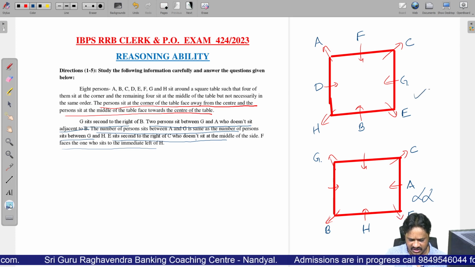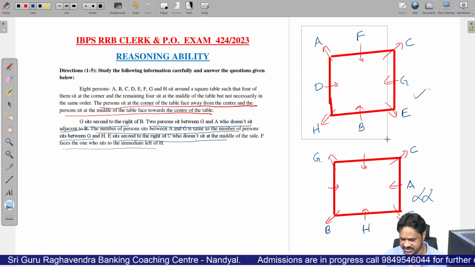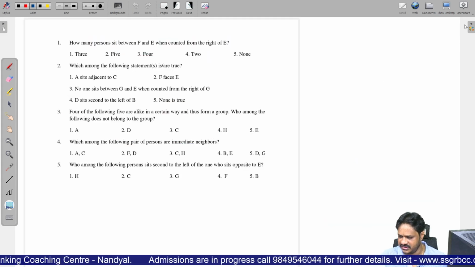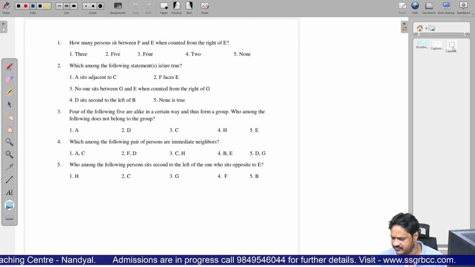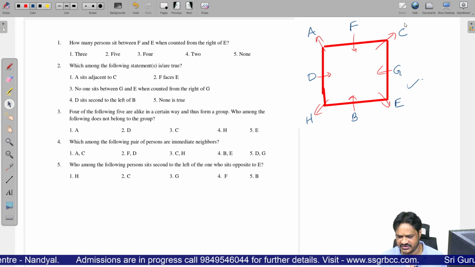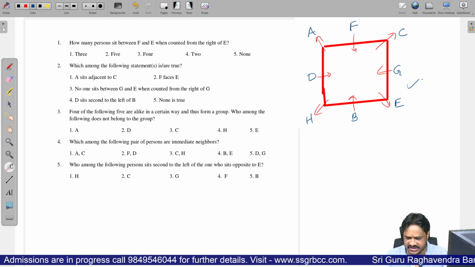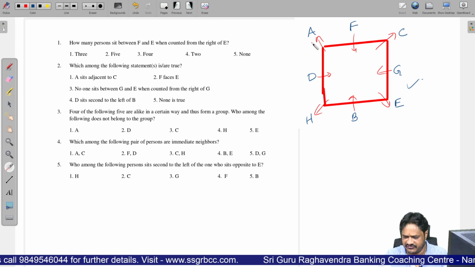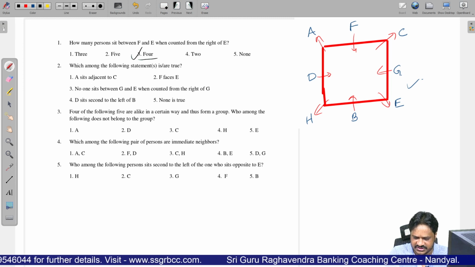Now we have to answer the questions based on this information. Let us answer the question. First one: how many people are there between F and D when you count to the right side of E? Since E is facing outside, right side means you have to take left. 1, 2, 3, 4. So there are a total of 4 persons.